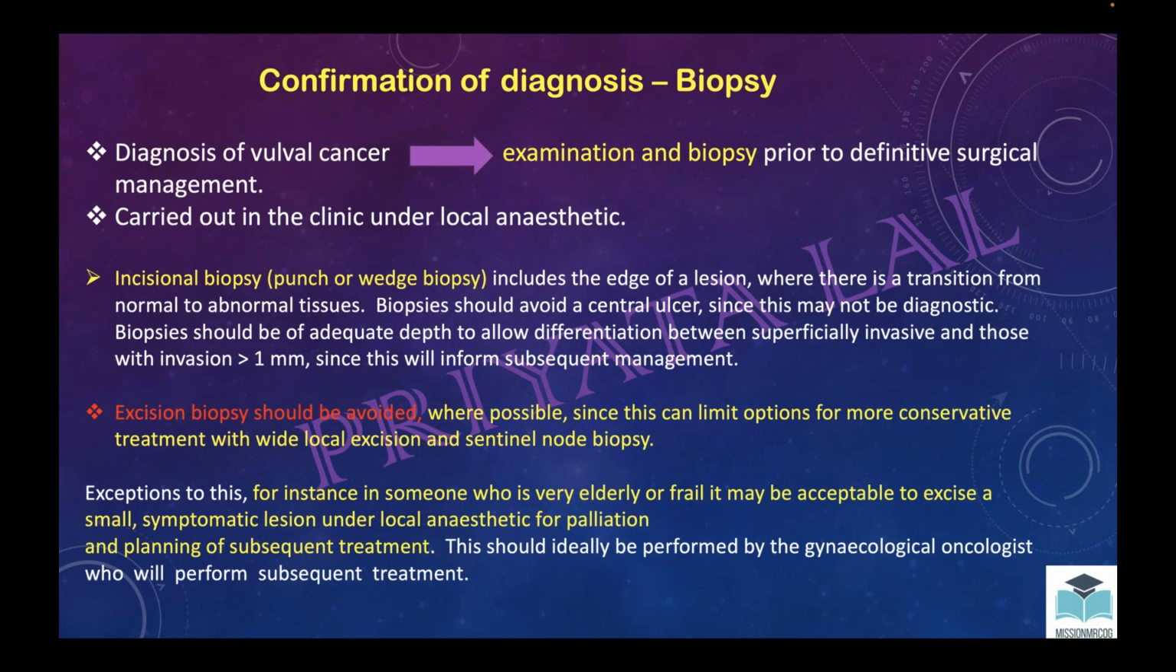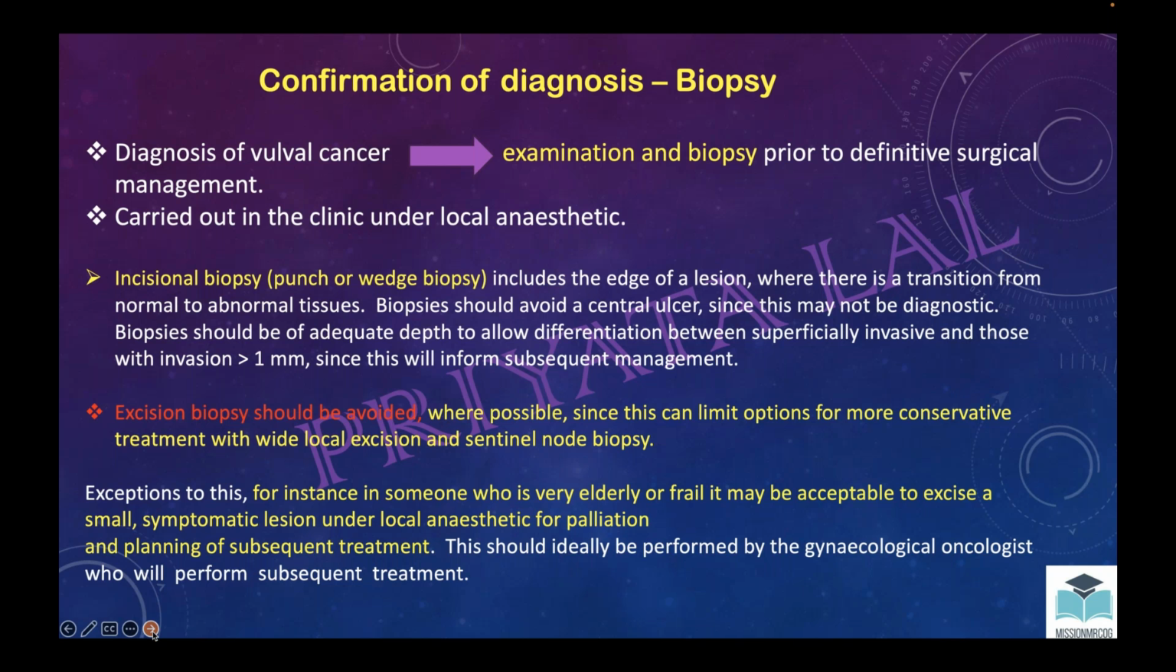So the message from here is that whenever you suspect there could be vulval malignancy, you have to completely examine the patient clinically, and apart from this, for the confirmation of diagnosis, there has to be a biopsy, and the biopsy should be incisional, from the edge of the lesion, where the transition from normal to abnormal tissue is. Important part, it should be of adequate depth, so that we will be able to find out how much the invasion is. Okay, so that's all about the biopsy.